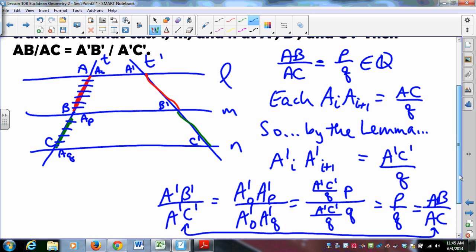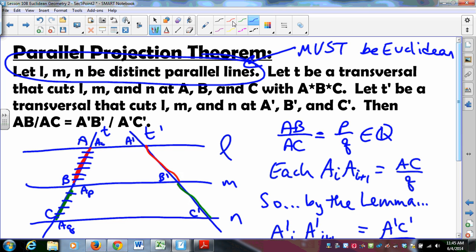We call it parallel projection because we imagine projecting this red segment in the direction of line L and this segment in the direction of line L until their shadows fall on transversal T prime. It allows us to blow things up, and that is helpful to us. It gives us similar triangles all over the place. It allows us to construct, and that's a powerful tool. So that's all I want to say about the parallel projection theorem, but I will say a lot about similar triangles in our next encounter.